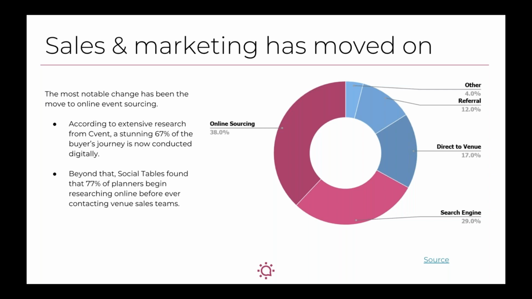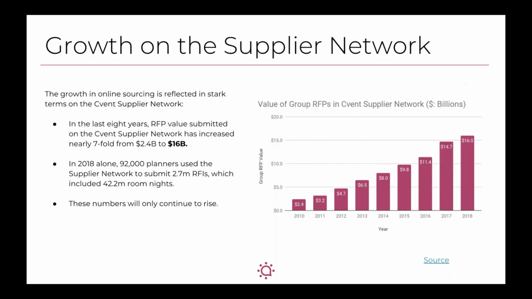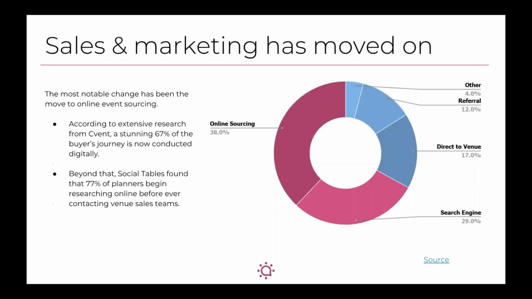Beyond that, we did a study of our own and found that 77% of planners begin researching online before ever contacting a sales team at a venue or a hotel. And you can see there, I skipped ahead a little too soon, that online sourcing makes up about 38% of RFP volume.